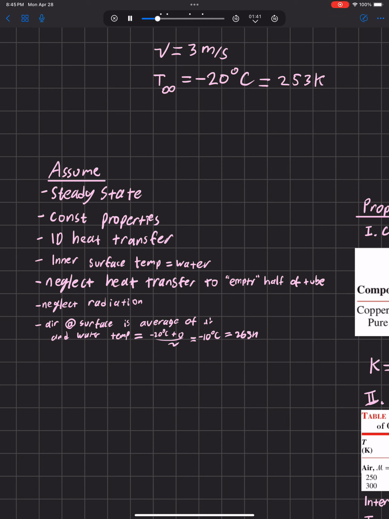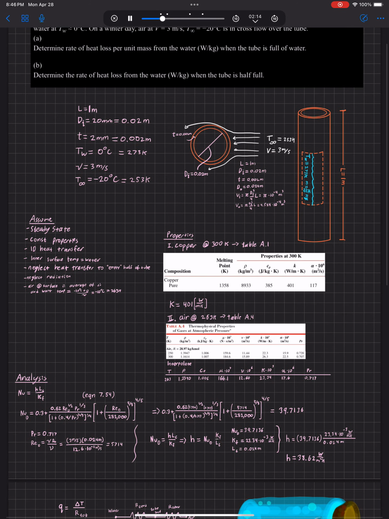Okay, so our assumptions, we're going to assume steady state, constant properties, 1D heat transfer. The inner surface is the same temperature as the water, so that means that the copper tube inner surface is the same as the water. And we're neglecting heat transfer to the empty half of the tube, so the air in there, we're just assuming it's like a vacuum. Neglect radiation, and air at surface is the average of air and water temperature, so the negative 20 degrees Celsius bulk temperature plus the 0 degree of water over 2, and gives us just the average of 263 Kelvin.